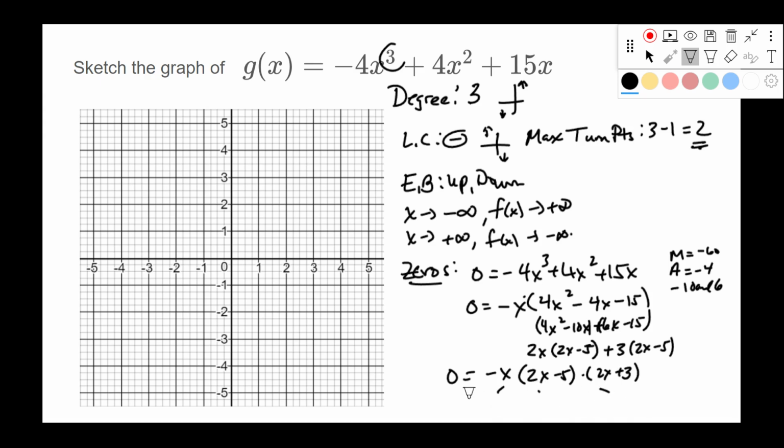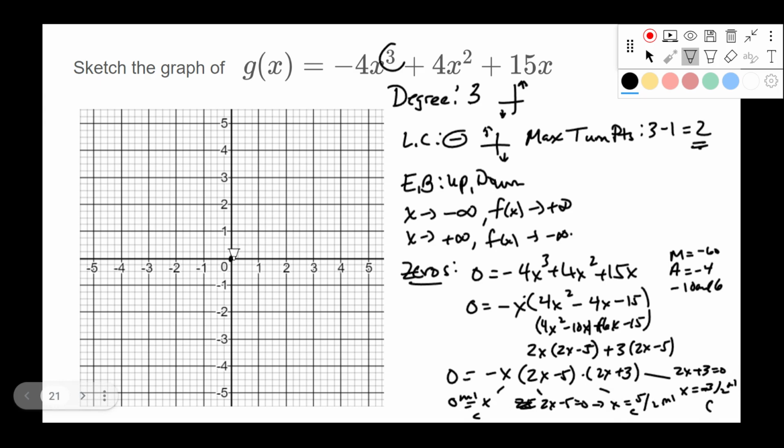Now I'm going to split all these up. I get 0 from the negative x. 2x minus 5 equals 0 means x equals 5 over 2. And then 2x plus 3 equals 0 gives me x equals negative 3 over 2. Their multiplicities, each one of them is 1, right? Each one of their factors only shows up one time. So it's going to cross there, it's going to cross there, it's going to cross there.